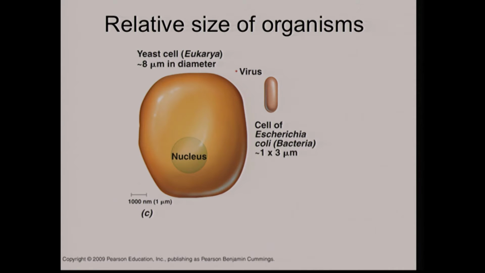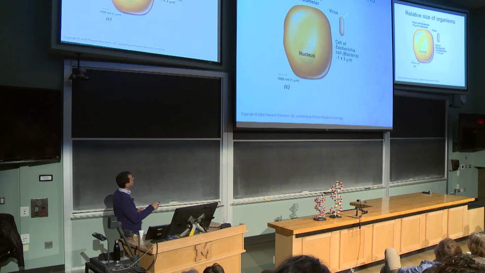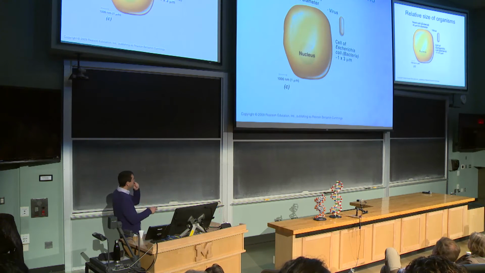And so this is a relative size of organisms. This little dot here is the relative size of a virus. This is the relative size of a bacterial cell, your average bacterial cell like E. coli or Bacillus, the organism that we study. And then this is the relative size of a yeast cell, like a baker's yeast cell, for example. And its DNA will be contained within the nucleus.